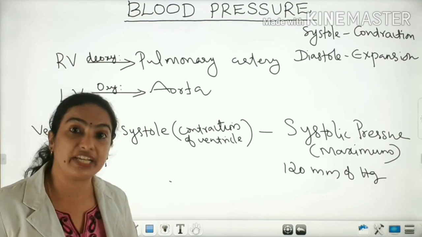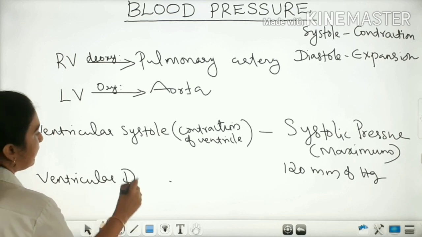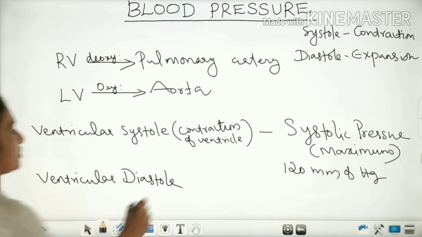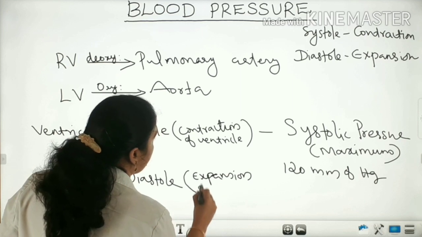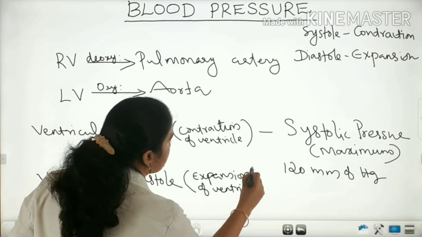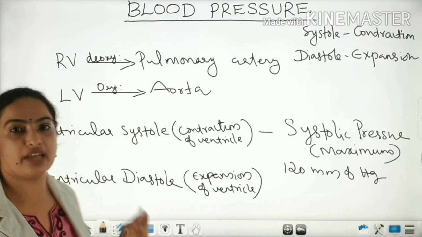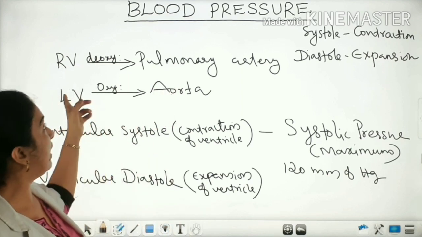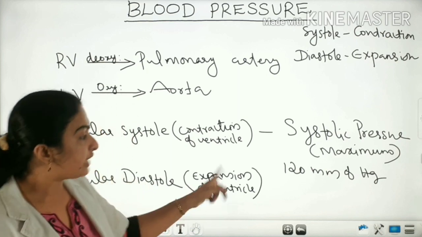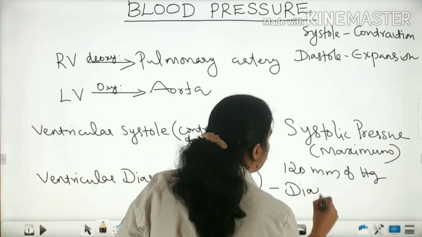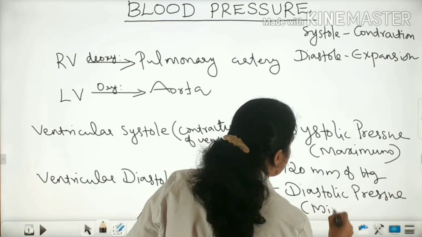Now we can see what will happen when the ventricles expand. The expansion of ventricle is known as ventricular diastole. Ventricular diastole. So due to the expansion of ventricle, that is, the ventricular diastole, there is only minimum pressure. There is only a low pressure in the pulmonary artery and aorta. Is it clear? There is no emerging of blood into the arteries when the ventricles expand. Is it clear? So that pressure is known as diastolic pressure. Diastolic pressure, and that is the minimum pressure.